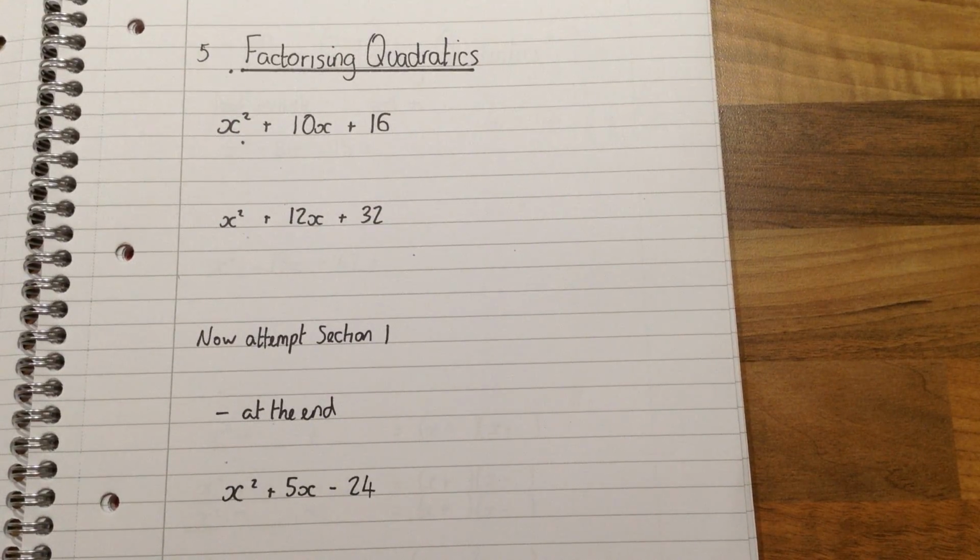So the last couple of lessons you've been looking at expanding the double brackets and multiplying them out. What we're looking at now is putting them back into brackets. So in other words, doing the opposite of what we've done for the last couple of lessons.